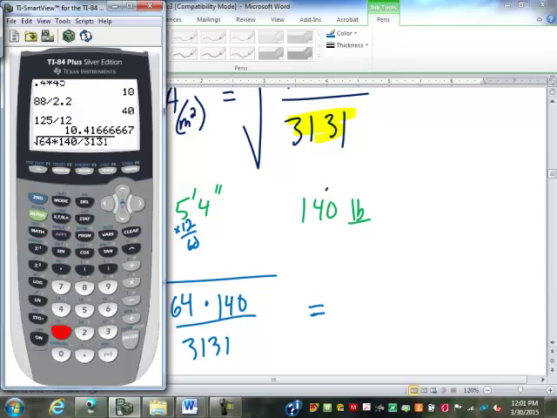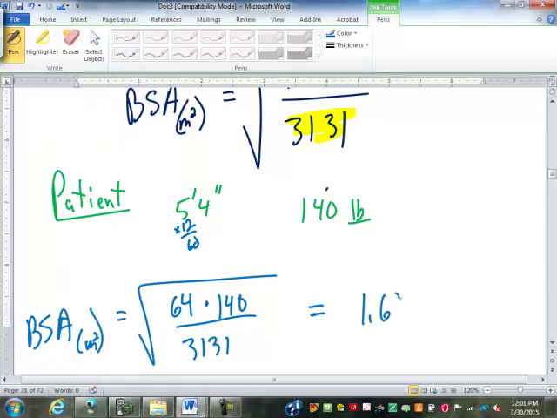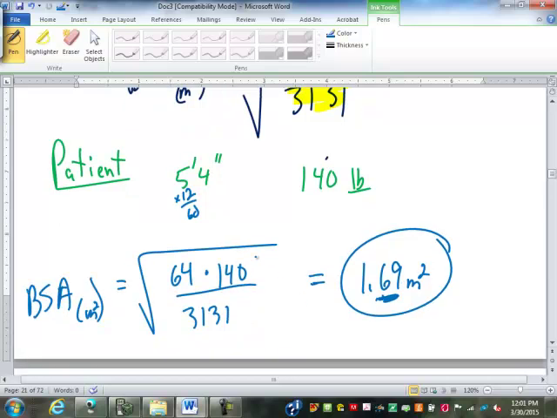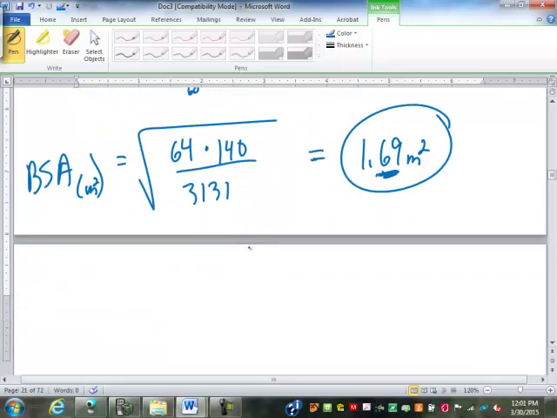Many of you would have to close parentheses on your calculator if you're not using a graphing calculator. Otherwise, in the graphing calculator, it just puts it right in the square root. Hit square root, we get 1.69. That's square meters. On body surface area, we almost always go to 2 decimal places. So that particular person has an estimate of 1.69 square meters of body surface area.